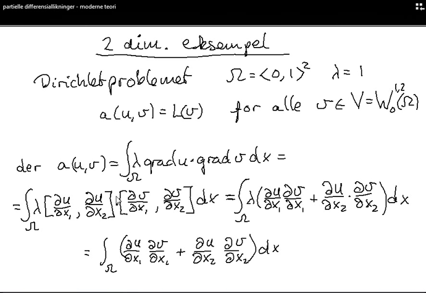And when we take the scalar product of these two vectors, we obtain the first component of this vector multiplied with this vector plus the second component of this vector multiplied with this vector. So we obtain this integrand. And since lambda is equal to 1 for simplicity over all of Omega, we obtain the integral.